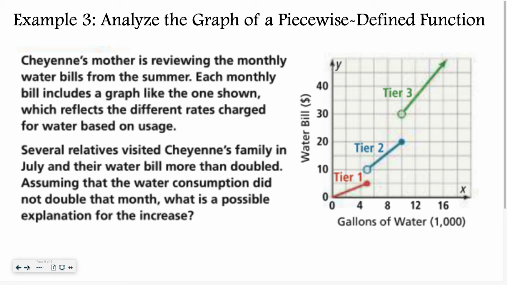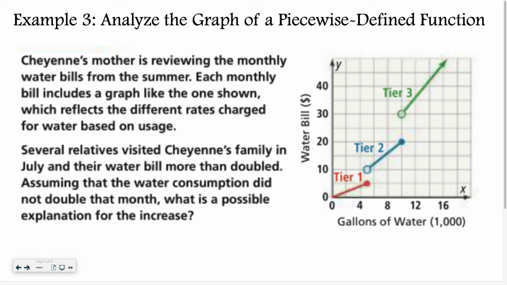Another relatable application is cell phone bills, talking about data and cost. Say you have unlimited talk and text, which is pretty much all that any of you have ever known. But with data, you might have unlimited data, or your family might pay different amounts each month based on how much data you use. So Cheyenne's mother is reviewing the monthly water bills from the summer.